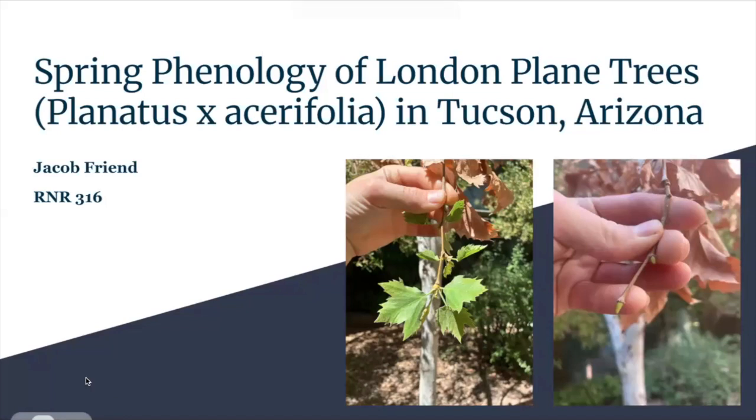Hello, my name is Jacob Friend, and this is my phenology presentation on the spring phenology of London plane trees, Platanus acerifolia, here in Tucson, Arizona.